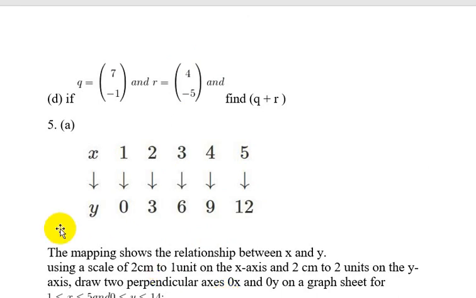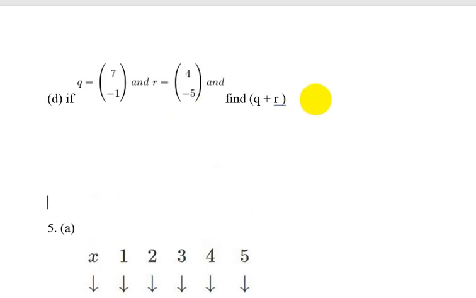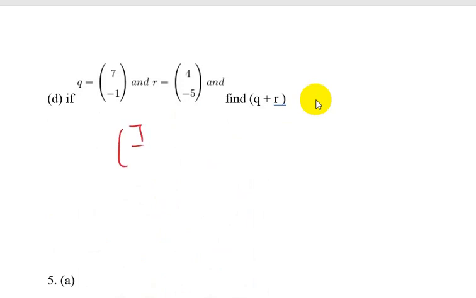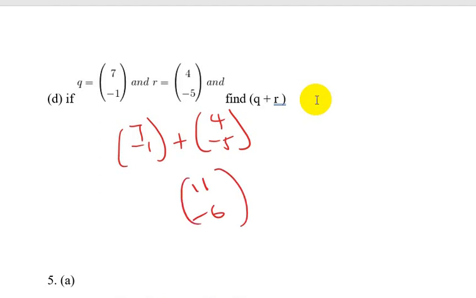Find Q plus R. Okay, find Q plus R. Now Q is 7 minus 1, and R is 4 minus 5. So 7 plus 4 gives 11, and minus 1 plus minus 5 will give you minus 6. So that is it, so simple like that.